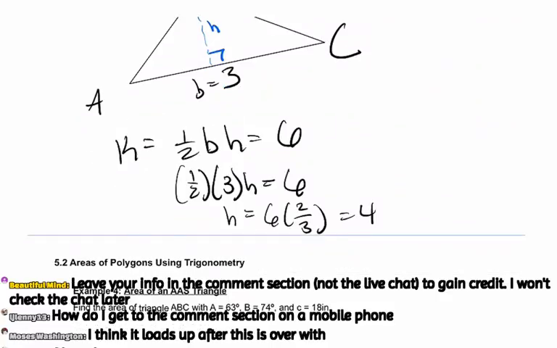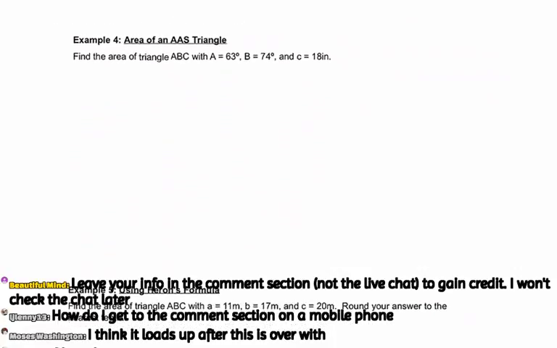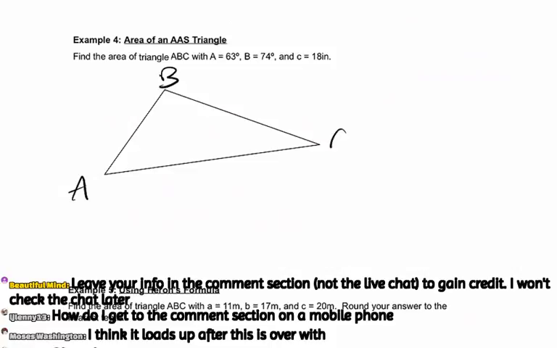So I'm going to move on to the next one. This one says find the area of a triangle where angle A is given, B and C is 18. Okay, so let's draw a general triangle. I'm just going to label A, B, C. So this is our side A, this is our side B, and this is our side C.